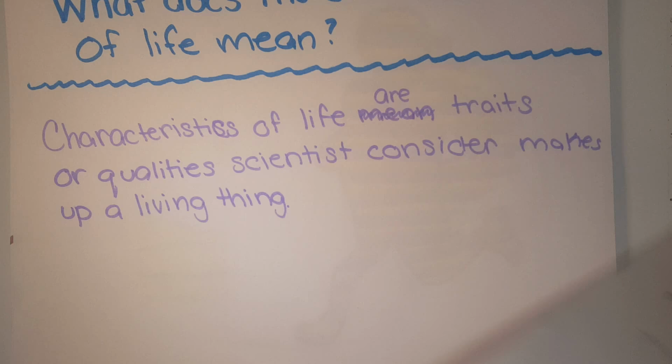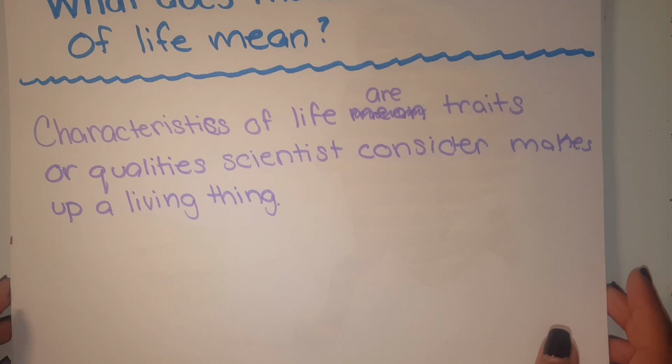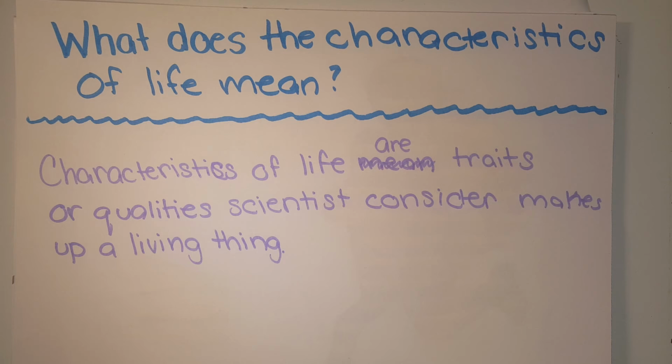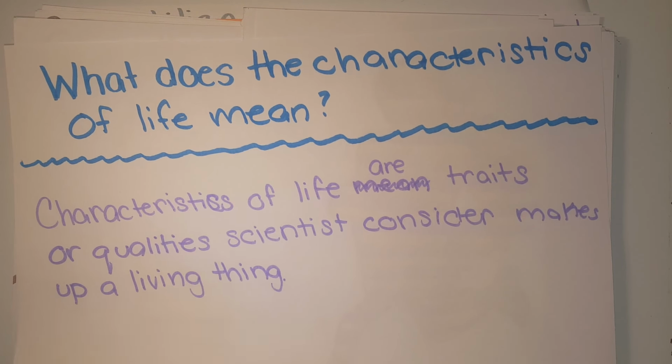So what do the characteristics of life actually mean? Characteristics of life are the traits or qualities scientists consider to make up a living thing. It basically means it's what makes a living thing a living thing. And the 7 factors I have stated are the qualities scientists consider to be the characteristics of life. Now, let's get into detail.